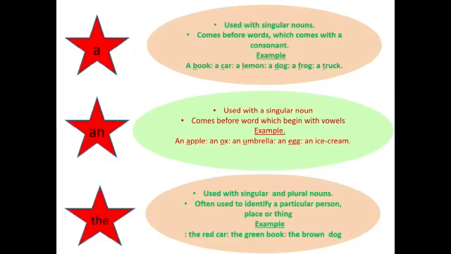I'll repeat. A is used with singular nouns and comes before words which begin with a consonant. Second, an is used with a singular noun and comes before words which begin with vowels A, E, I, O, U. Third, the is used with singular and plural nouns, often to identify a particular person, place or thing.